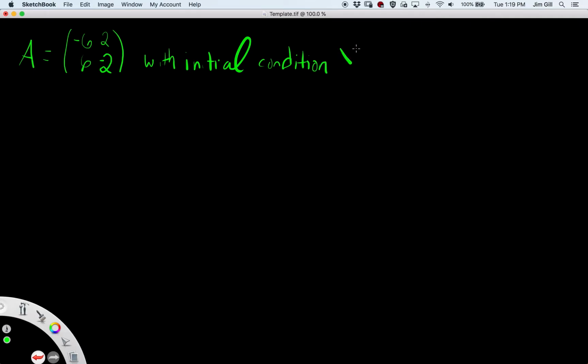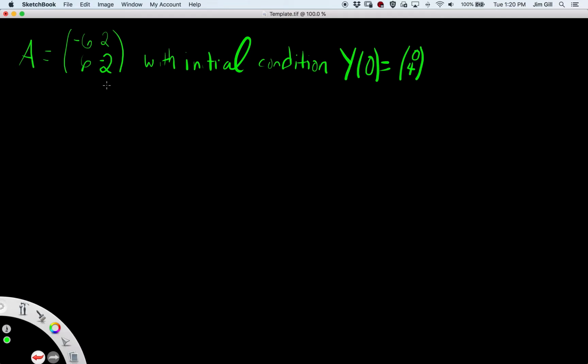I'm going to have the solution y at 0 be equal to the vector 0, 4. Okay, so we are going to try to find a solution to this system of equations. And the first thing we do is we make sure that we can find the eigenvalues.